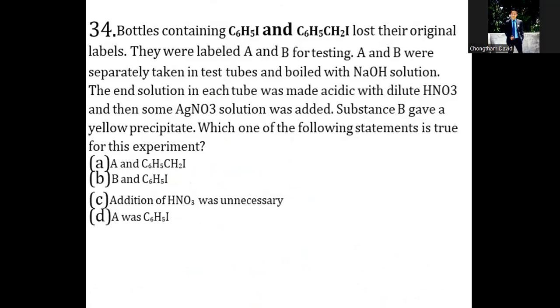Question number 34. Bottles containing iodobenzene and C6H5CH2I lost their original labels, which are labeled A and B, for testing. A and B were separately taken in test tubes and boiled with sodium hydroxide. The end solution in each tube was made acidic with dilute nitric acid and some silver nitrate was added. Substance B gave a yellow precipitate. The question is asking which statement is true.